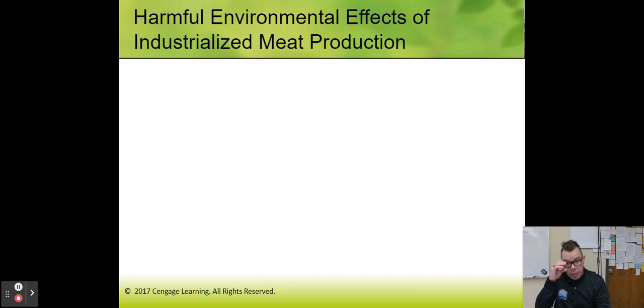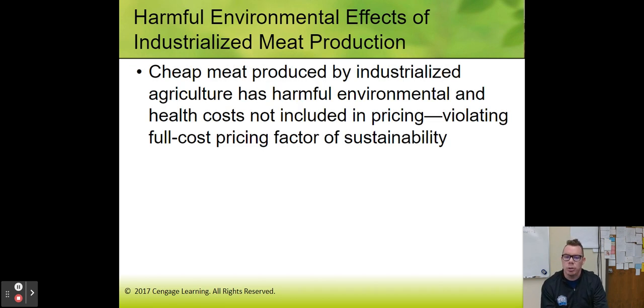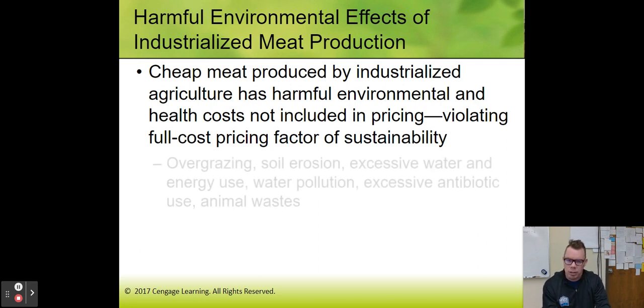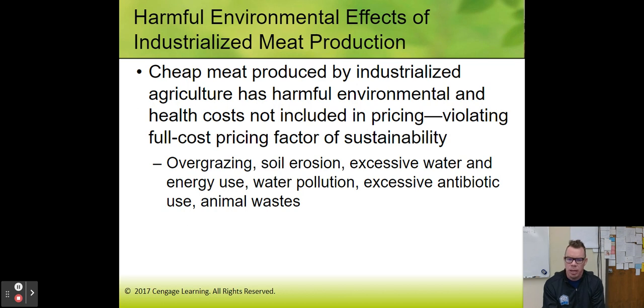All right, harmful environmental impacts of industrialized meat. All right, so cheap meat produced by industrial agriculture has harmful environmental and health costs, not including pricing, violating full cost pricing factors, sustainability, which we talked about before. So overgrazing, we've talked about that. Overgrazing causes soil erosion. Excessive water and energy use. Remember, 10 units of fossil fuel for 1 unit of food? That's overuse. Water pollution, all that pee and poop can unintentionally wash down into the water supply.